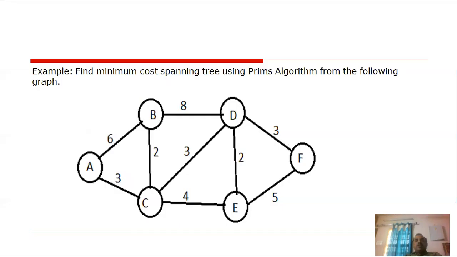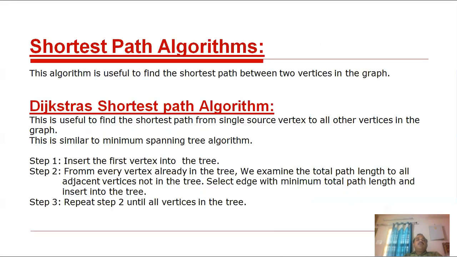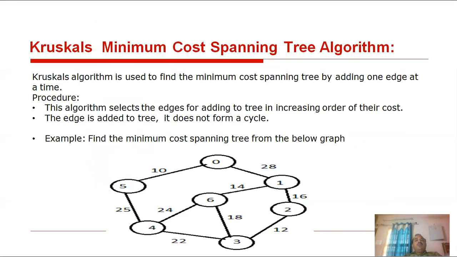So next one is, yesterday we discussed Kruskal's algorithm. So this is the Kruskal's minimum cost spanning tree algorithm. Kruskal's algorithm is used to find the minimum cost spanning tree by adding one edge at a time. Procedure: this algorithm selects the edges for adding to the tree in increasing order of their cost.